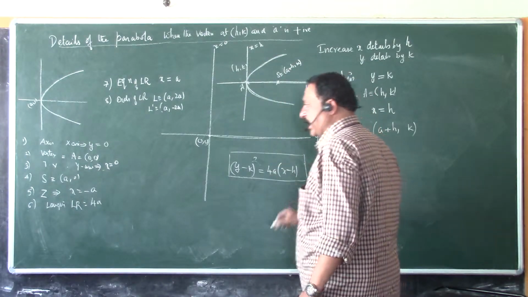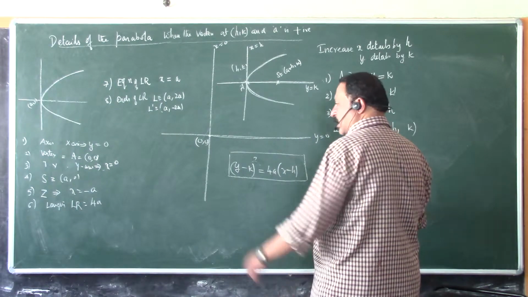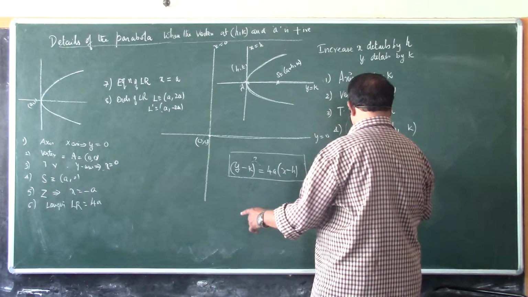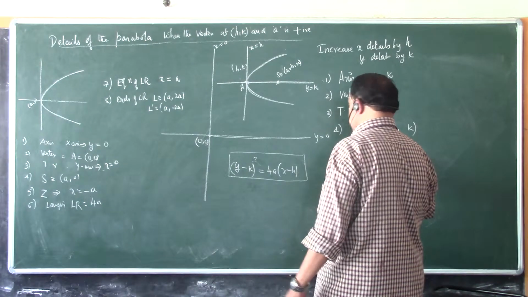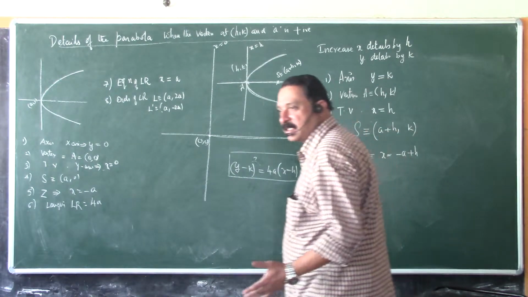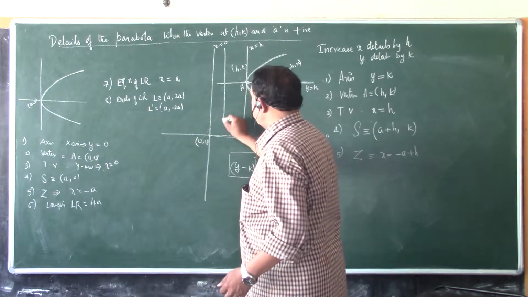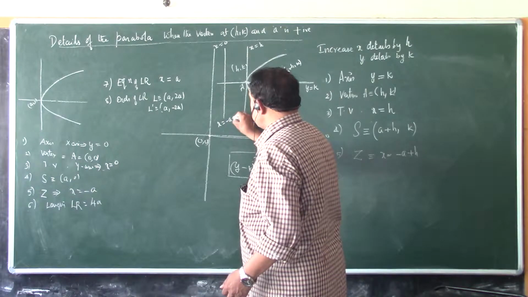And the fifth detail is about the directrix. Here x equals minus a plus h. You have to increase x details by h. So this will be the directrix, which will be x equals minus a plus h.